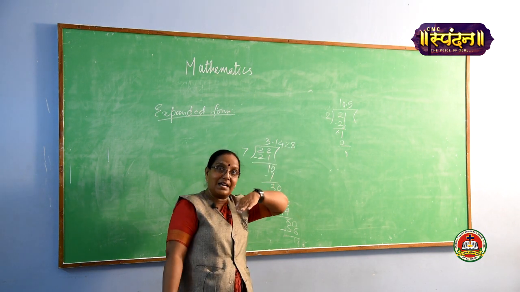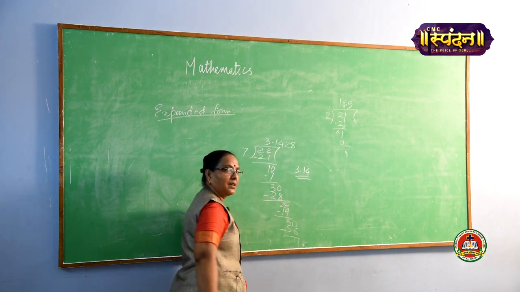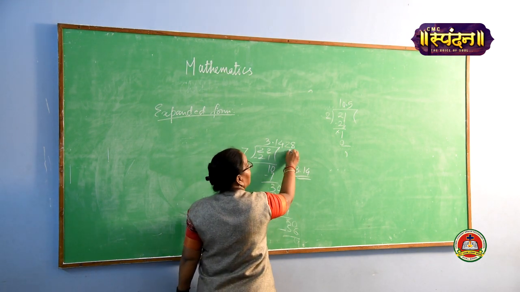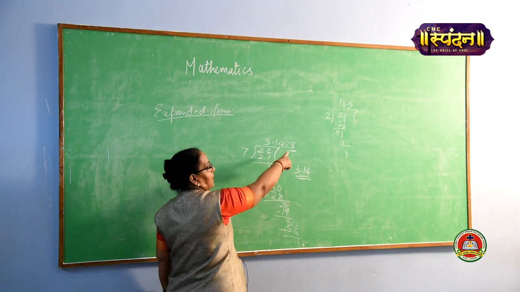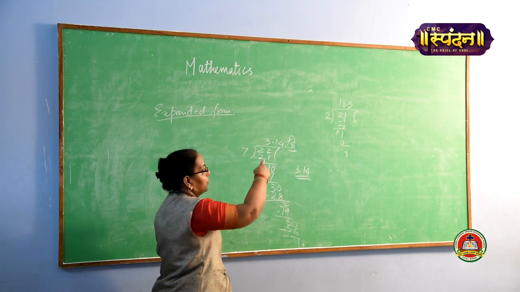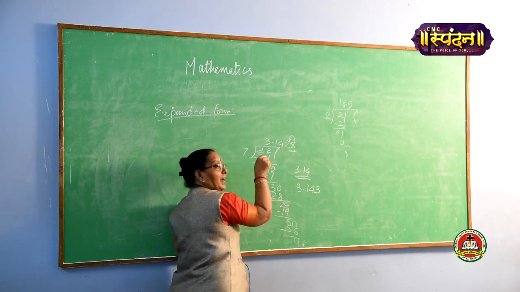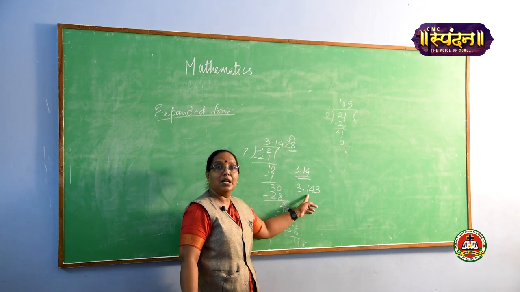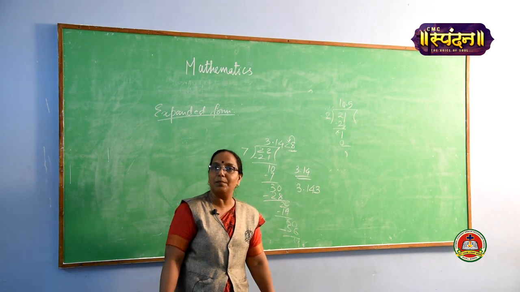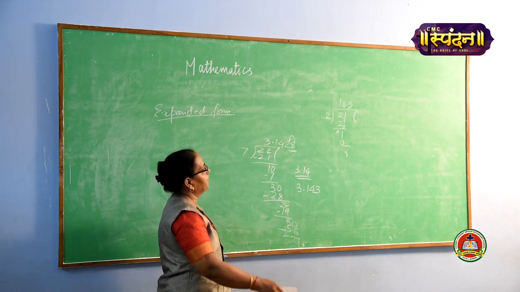But this third place is less than 5, so no need to add any number. Up to 2 places, this will be the answer, 3.14. And up to 3 places, if they are asking, that means we need to see the fourth digit also. And here the fourth digit is more than 5, so we are going to add 1 in the previous number. So we are going to write the answer 3.143, because adding 1 to 2 you will get 3. So the answer will be 3.143 up to 3 places, and up to 2 places the answer will be 3.14. So by this you know how to convert into decimal.